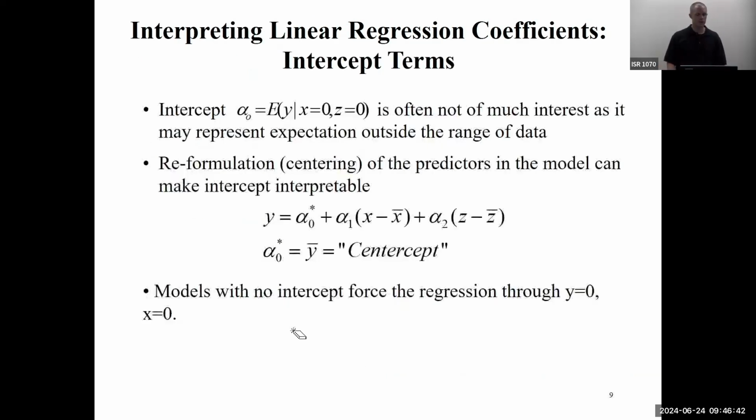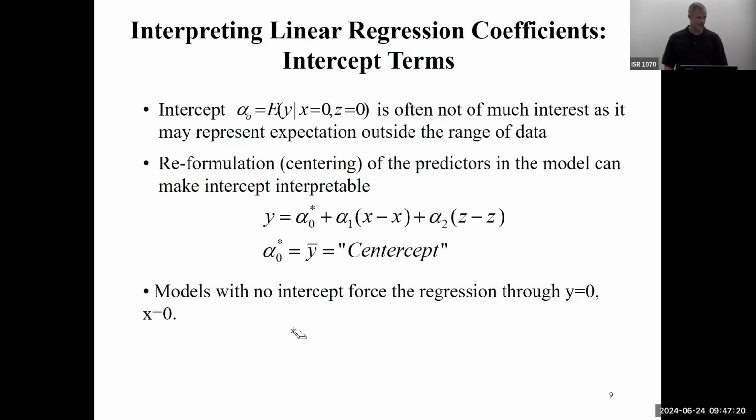Now, another key thing about interpretation is intercept terms. The intercept, remember, is the expected value of the dependent variable when all the predictors are equal to 0. All the dummy variables, all the continuous predictors, everything in the model is fixed to 0. So if we have variables in the model like age and income, height and weight, does it make sense to talk about the mean of y when all of those different variables are equal to 0?